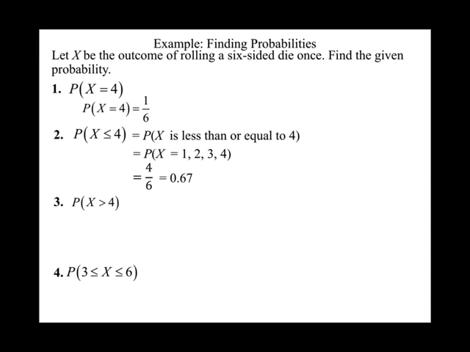Number 3, X greater than 4. Okay, X greater than 4. So greater than 4 means X equal to 5 or X equal to 6. And we only have one 5 and one 6 out of 6 outcomes. So it's going to be 2 over 6, which is going to be 0.33.